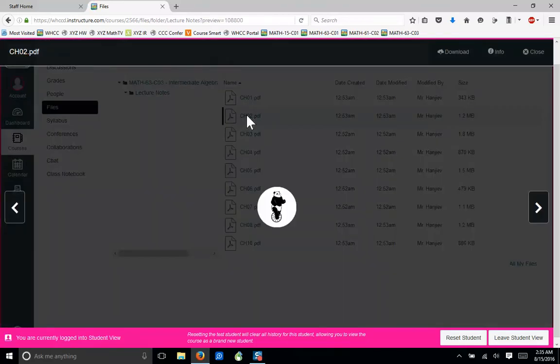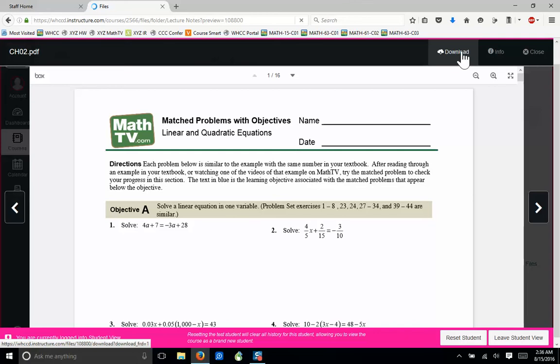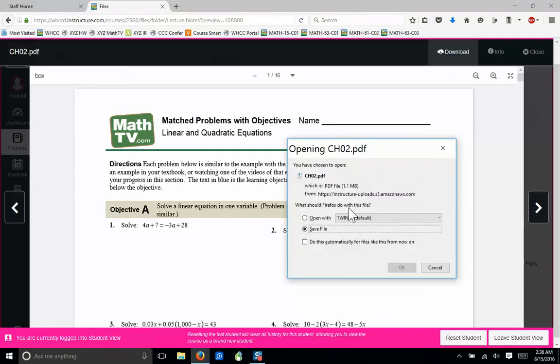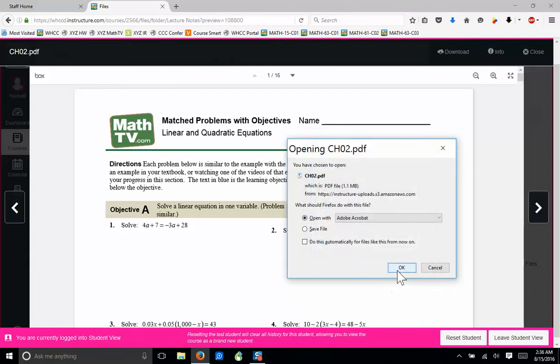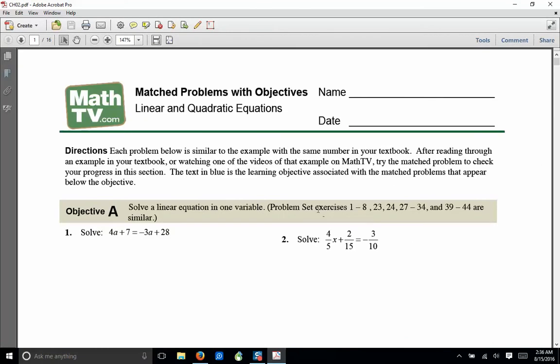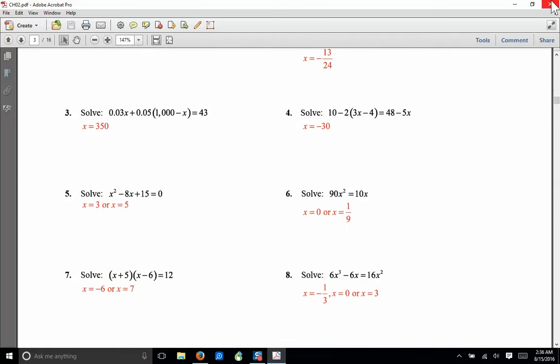Again, same thing. You don't want to print it from this point. You want to download it and then print it using Adobe Acrobat. So click on download. It takes a little while. Open with Adobe Acrobat or Adobe Acrobat Reader. There are 16 pages here now, so that's a lot. Again, print this out. This will be your lecture notes pretty much, and your practice sheets for chapter 2.